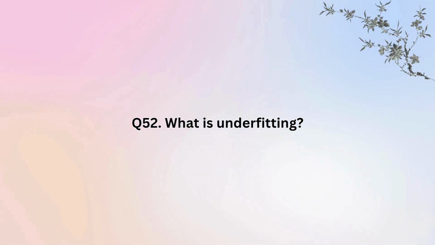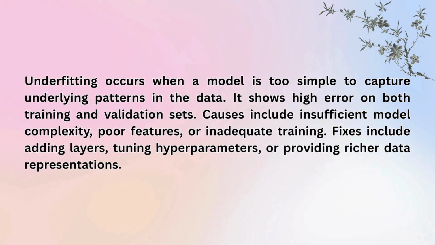What is underfitting? Underfitting occurs when a model is too simple to capture underlying patterns in the data. It shows high error on both training and validation sets. Causes include insufficient model complexity, poor features, or inadequate training. Fixes include adding layers, tuning hyperparameters, or providing richer data representations.